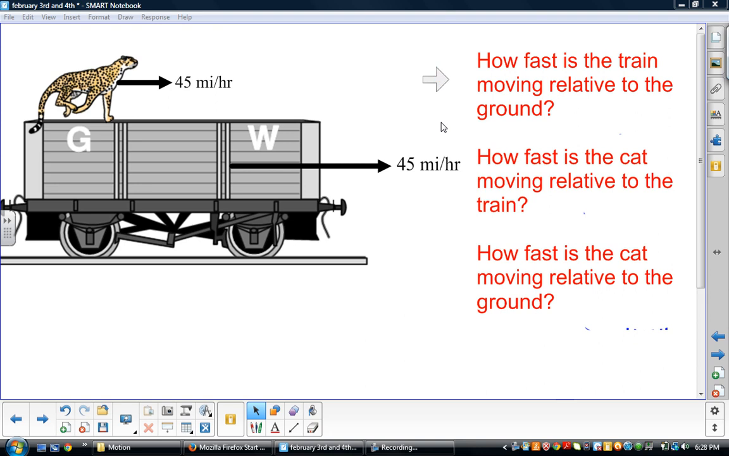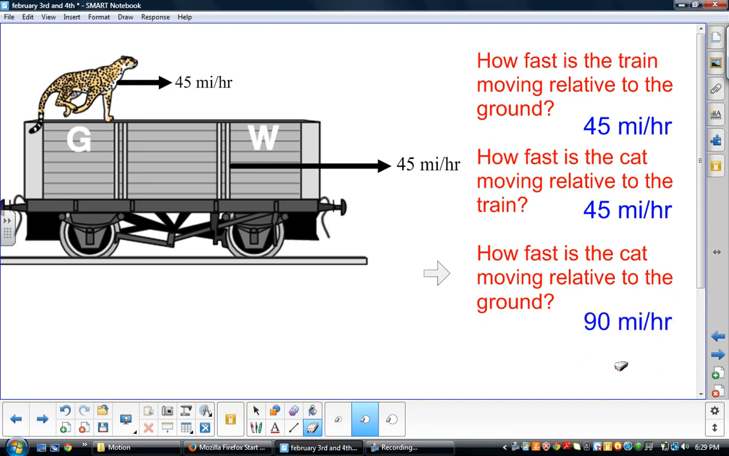So our first question is how fast is the train moving relative to the ground? Just like in the last problem, the train is moving at 45 miles per hour. How fast is the cat moving relative to the train? 45 miles per hour. And how fast is the cat moving relative to the ground? So now we're interested in the motion of the cat, and our reference object is the ground. So what do you guys think it is?